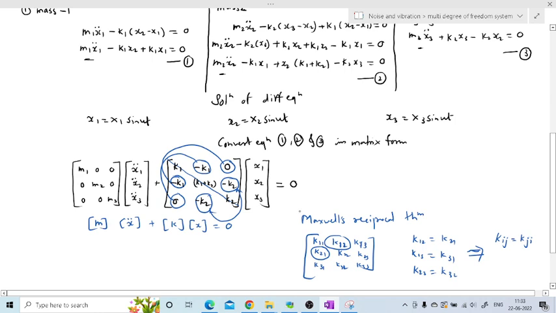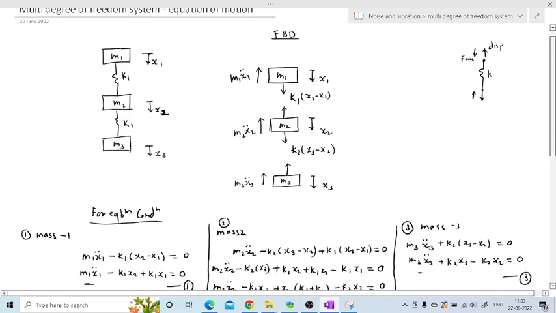So this is nothing but Maxwell's reciprocal theorem, and up to this point this is the equation of motion. So I have explained both, the equation of motion for a multi-degree of freedom system and Maxwell's reciprocal theorem. Thank you.